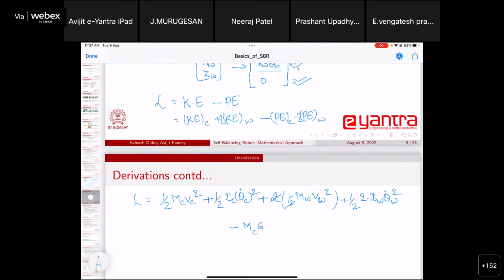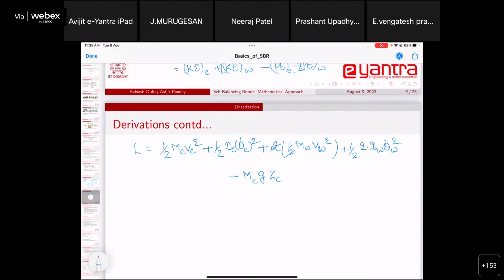So mass into mg and h, which is zc, right? So this is the Lagrangian function.